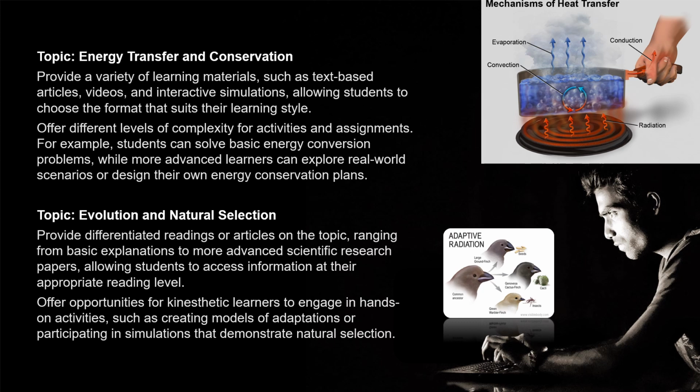Topic: Evolution and natural selection. Provide differentiated readings or articles on the topic, ranging from basic explanations to more advanced scientific research papers, allowing students to access information at their appropriate reading level. Offer opportunities for kinesthetic learners to engage in hands-on activities, such as creating models of adaptations or participating in simulations that demonstrate natural selection. Assign different levels of research projects, allowing students to investigate specific aspects of evolution based on their interests and abilities.